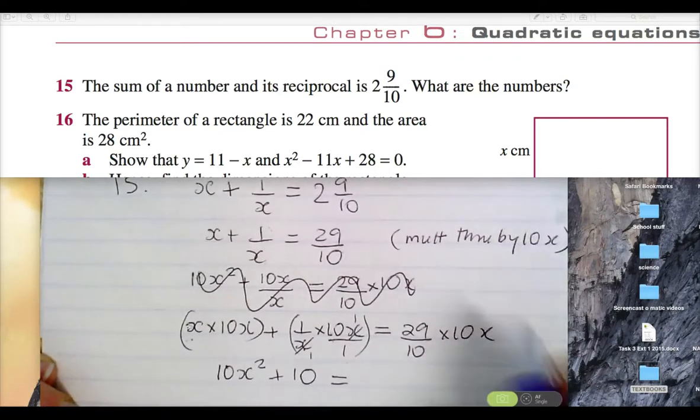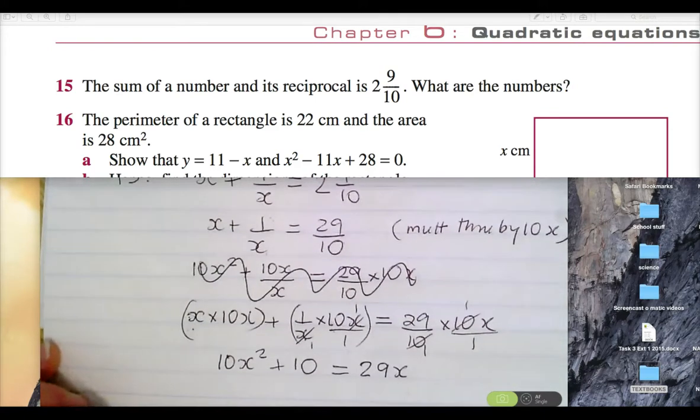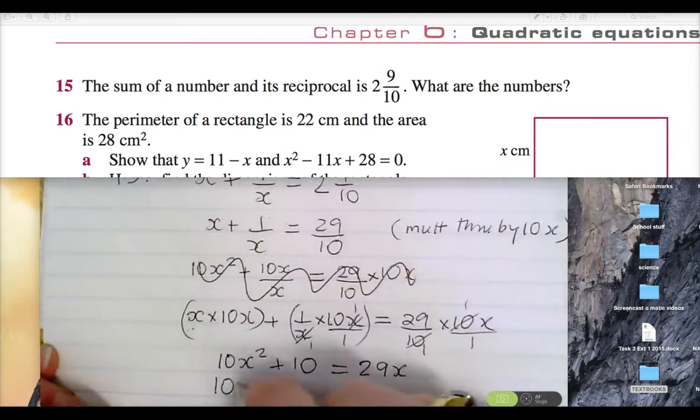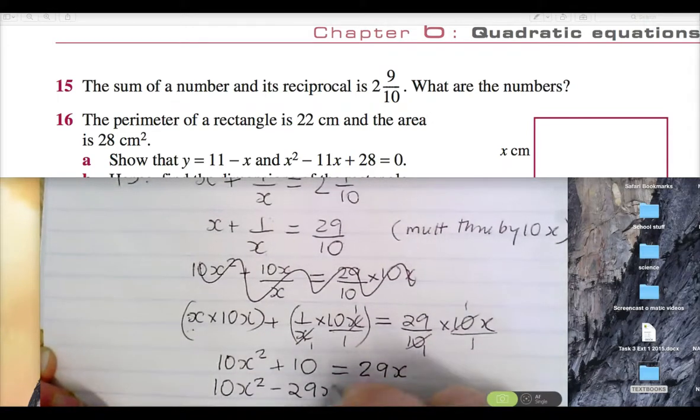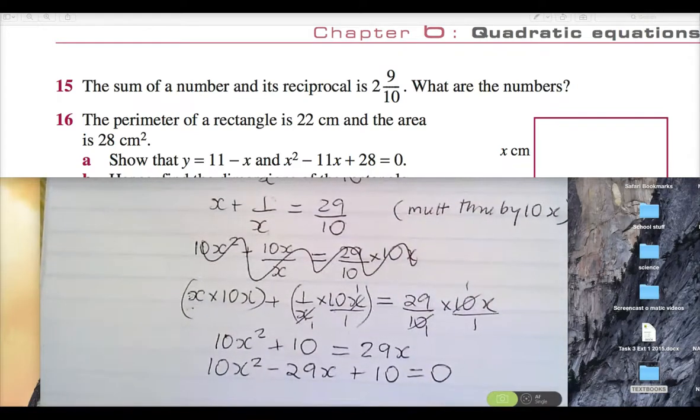And what cancels here, girls? When you're multiplying fractions, the 10s cancel, giving you 1s. And what do you get? 29x. So do you know what to do now? Take everything to the left. Now, you'll have to factorize that yourself.